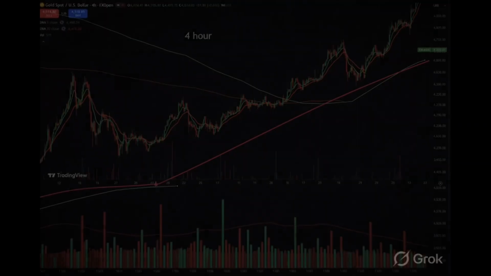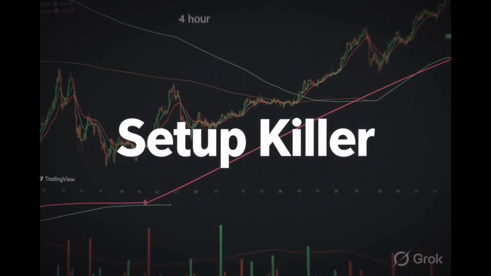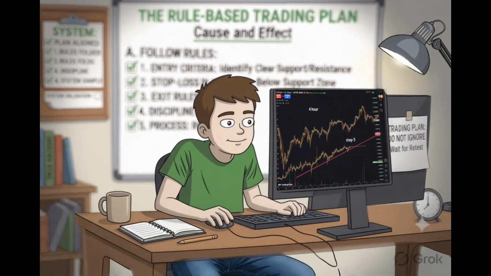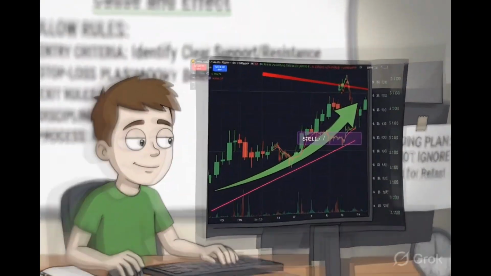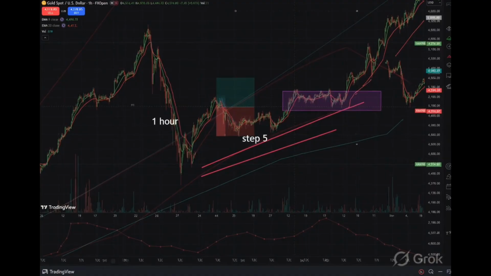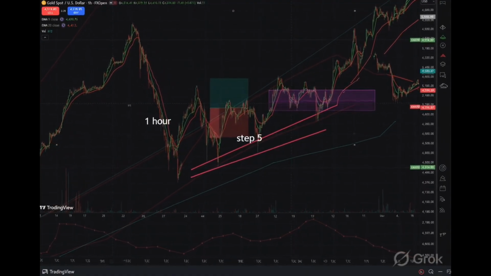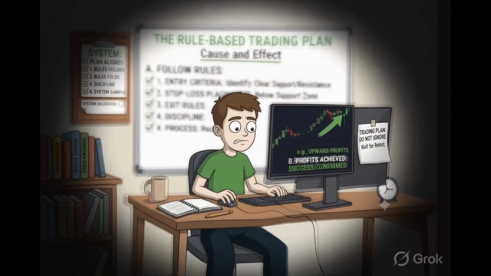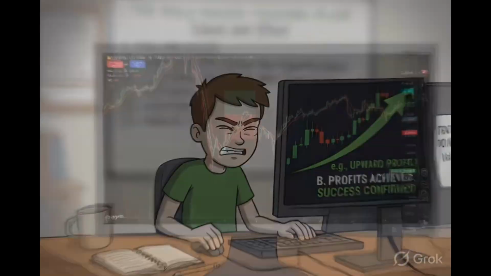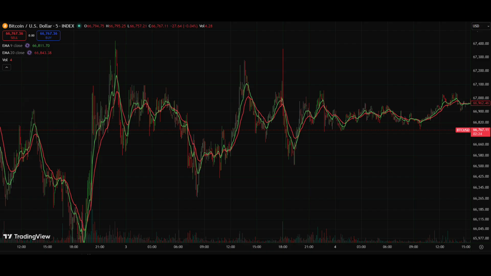Now, the setup killer. What destroys this strategy? Okay, I have to be honest with you about something. This strategy will lose trades. I'm not going to pretend otherwise. But there's one specific condition where it doesn't just lose. It produces false signal after false signal and absolutely drains accounts if you're not watching for it. Here it is, ranging markets.